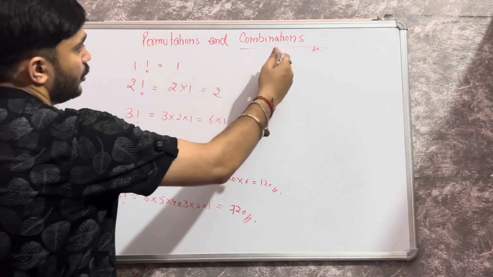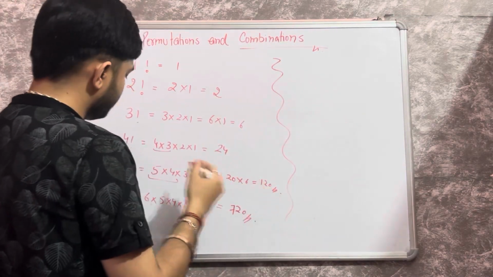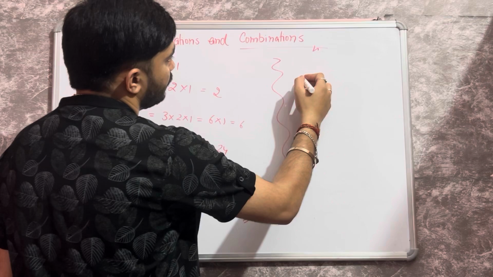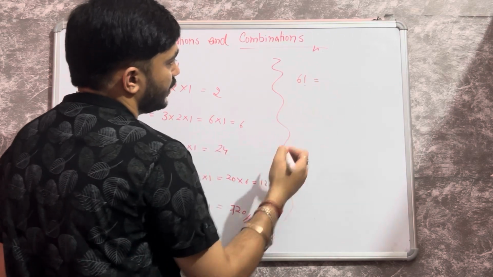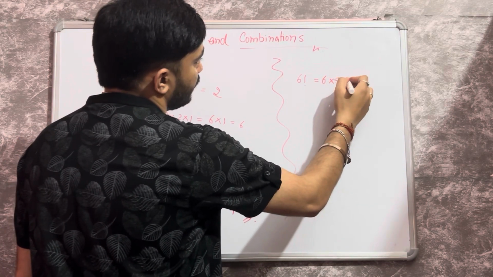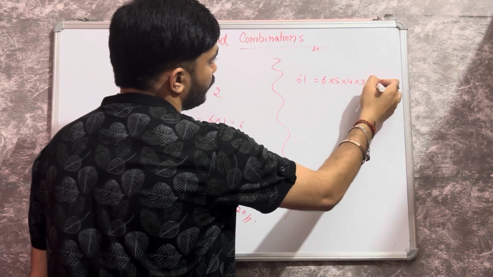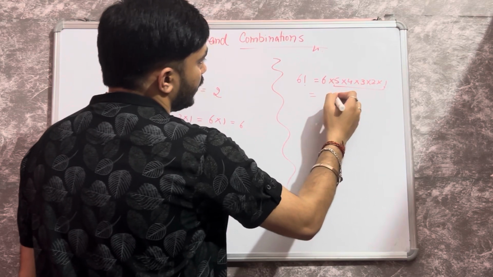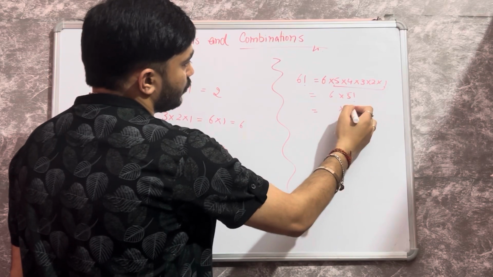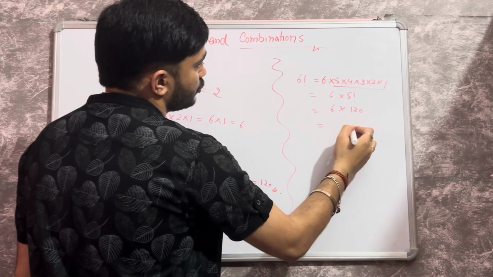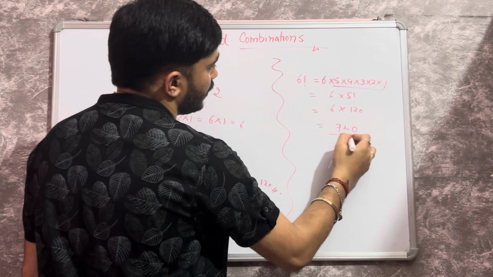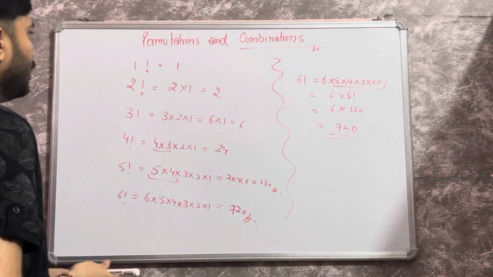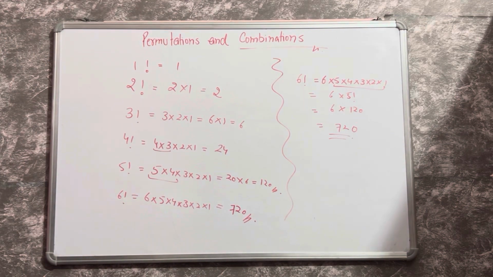You can also find the value of 6 factorial as, since it is 6 into 5 into 4 into 3 into 2 into 1, you can write the 5 into 4 into 3 into 2 into 1 as 5 factorial into 6. The value of 5 factorial is 120 into 6. So your answer will be 720. Any doubt?